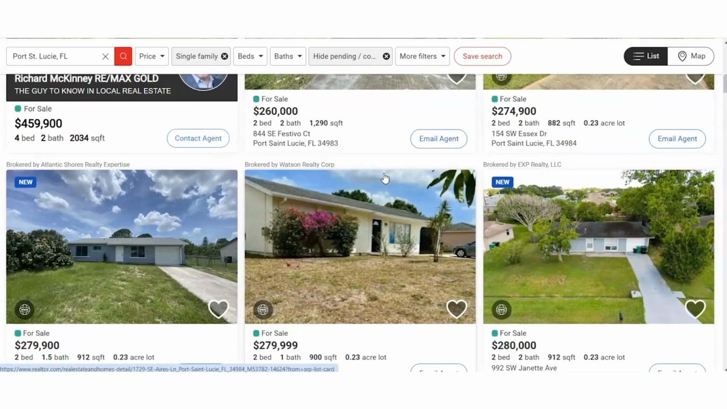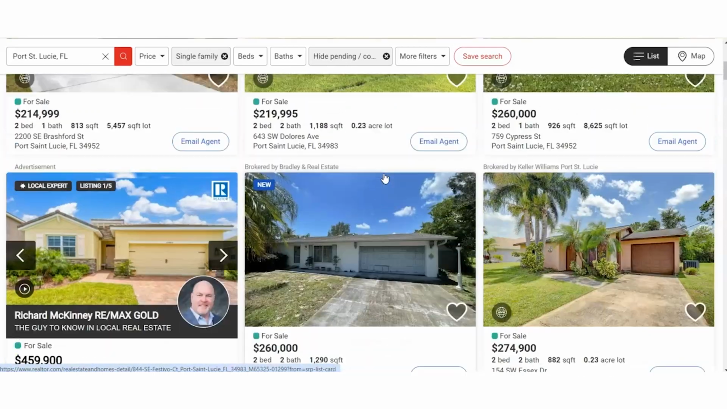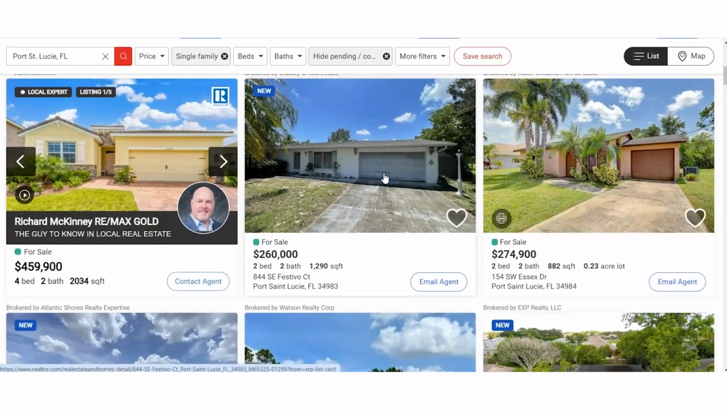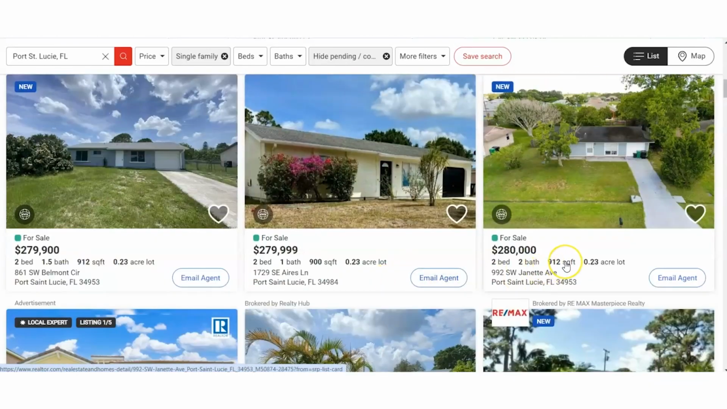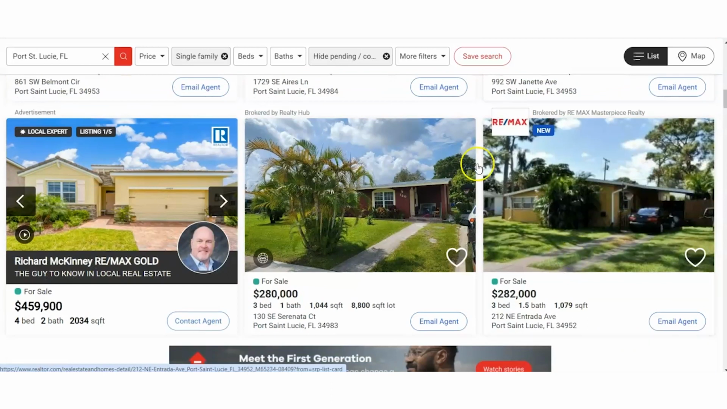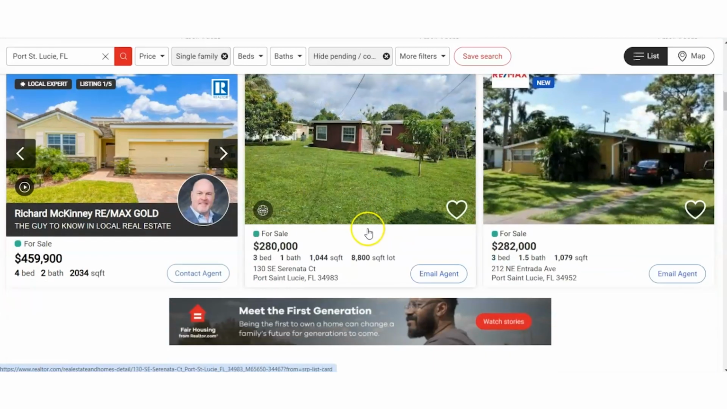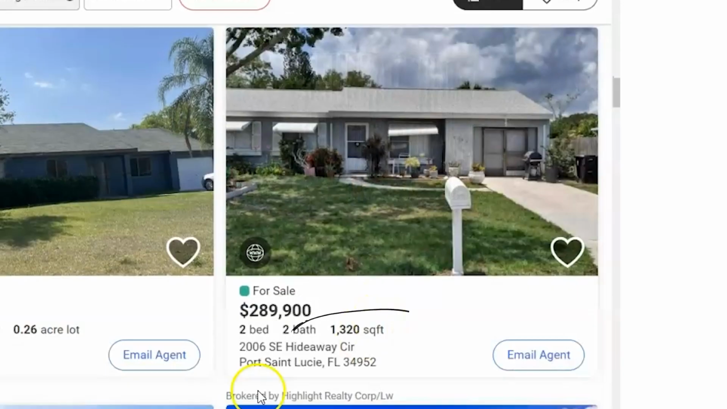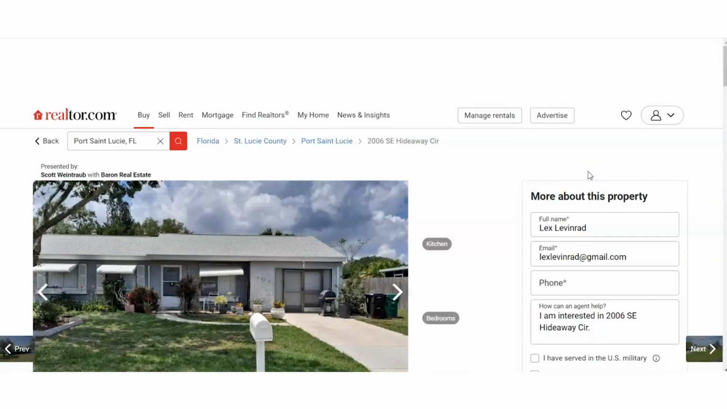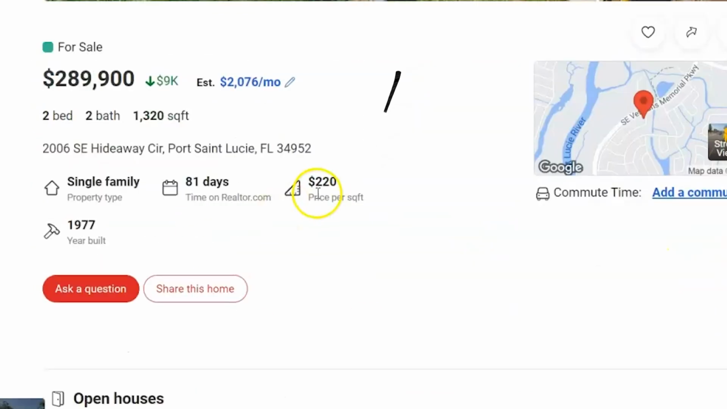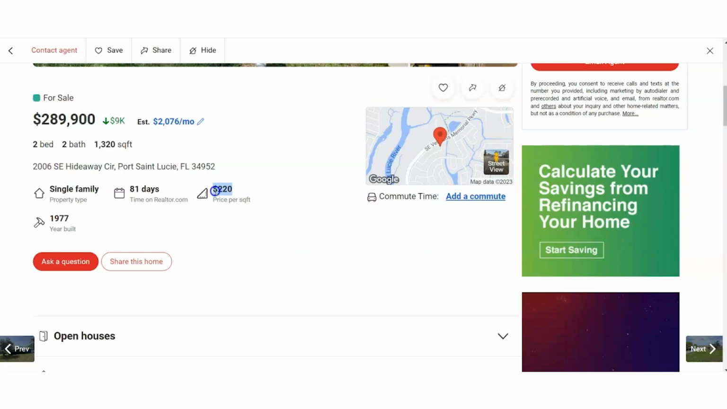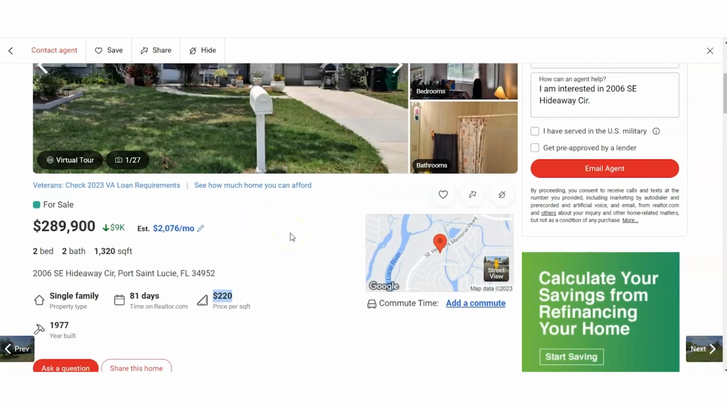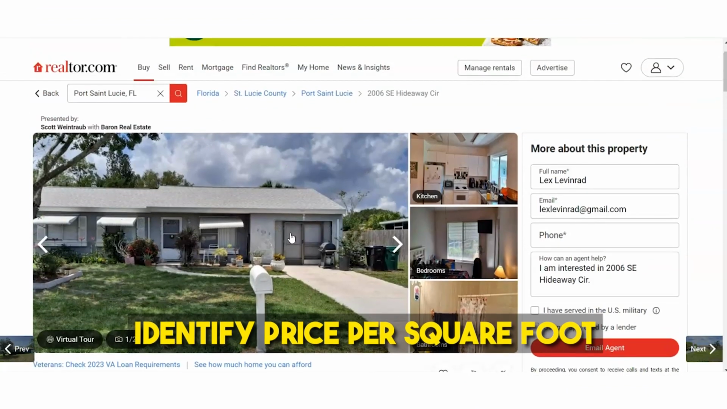A lot of times people go for the cheapest property, like the 260 or the 250, but there may be a slightly higher priced property that's got a larger square footage that comes out at a better price per square foot, right? So as an example, this is 1,044, that's 1,079. This is 1,300 feet. So let's click on this one. It's quite a bit bigger than 900 square feet, and that one's priced at $220 per foot, right? So that's one of the first things that you can do, is just to identify price per square foot.